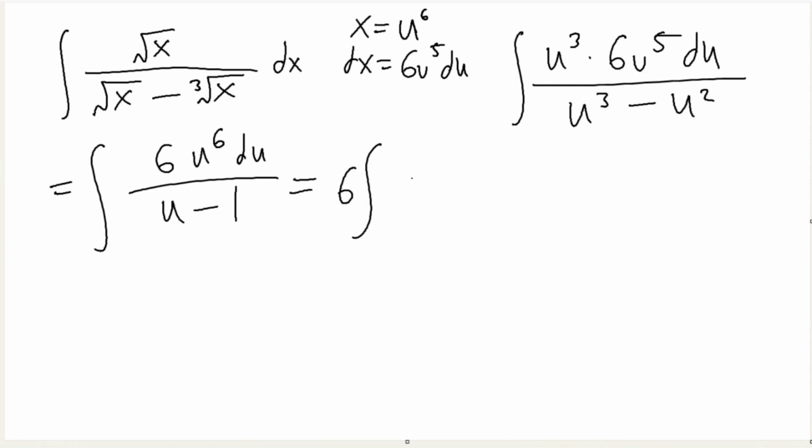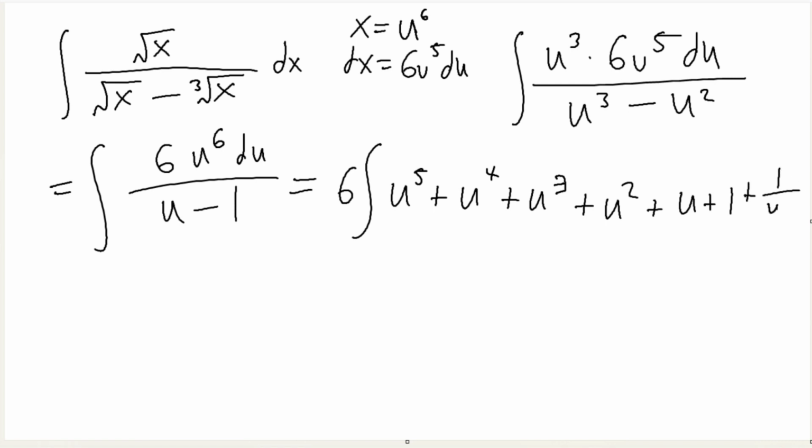Polynomial division, we get u^5 plus u^4. Because this is minus 1, this is all going to be positive. 3u squared plus u plus 1 plus 1 over u minus 1. That is how it works, I believe. You do u^5 plus u^5 minus u^4, and this will always be positive.